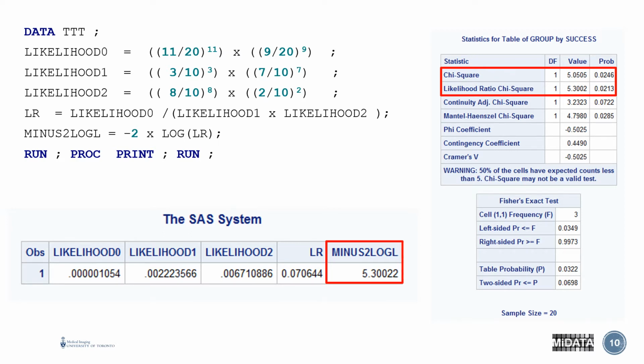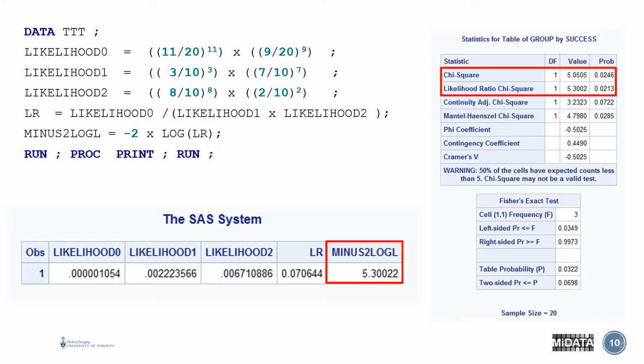Now, likelihood 0 is your likelihood for the third row. Likelihood 1 is the likelihood for your first row, which is your drug, and likelihood 2 is the likelihood for your second row, which is placebo. Now, the likelihood ratio is then the likelihood 0, your margin, divided by the product of your likelihood 1 and 2, which is drug and placebo.